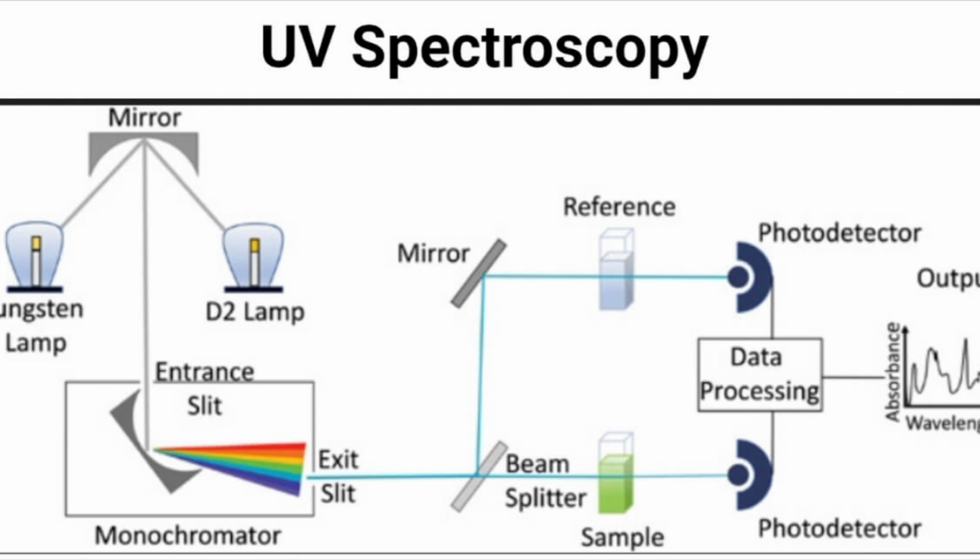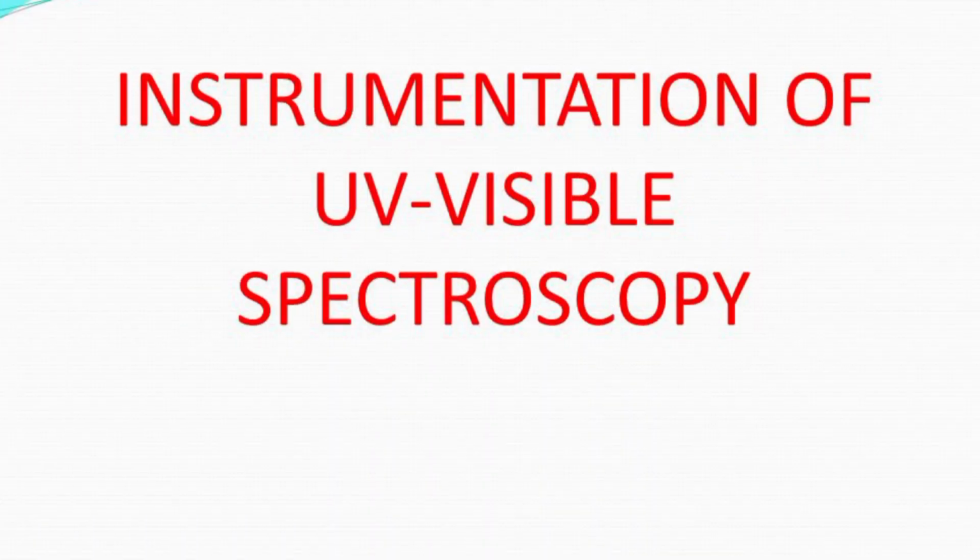In UV visible spectroscopy, we use UV light and visible light. UV visible spectroscopy is also called absorption spectroscopy or electronic spectroscopy. The common solvent used for preparing the sample is either ethyl alcohol or hexane.